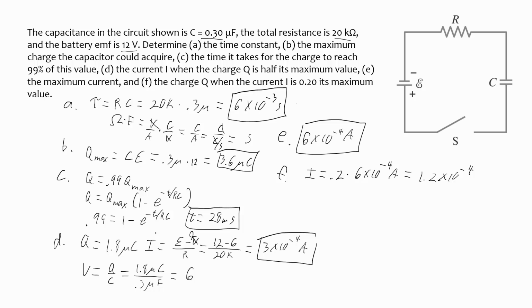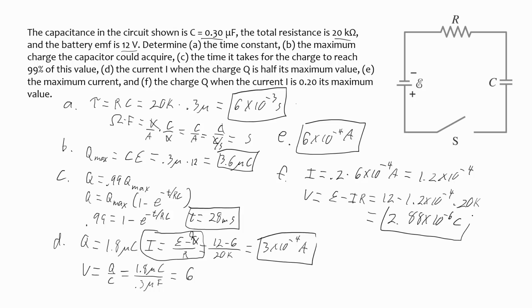And so we can again use this expression here, not with V equals 0 this time. And if we rearrange that, we can get V equal to the EMF minus IR. The EMF is 12. We just found I here, so 1.2 times 10 to the negative 4th. And the R value was 20,000 ohms. This all works out to be 2.88 times 10 to the negative 6 coulombs. So as usual in physics, there are a number of different ways that you can approach solving these types of problems.